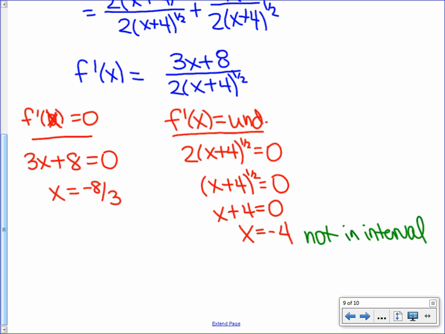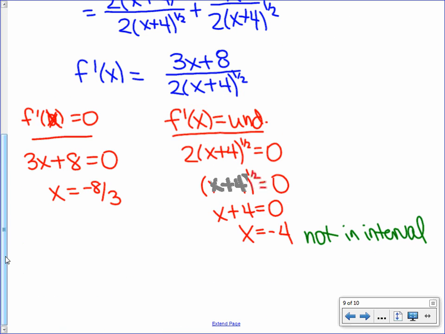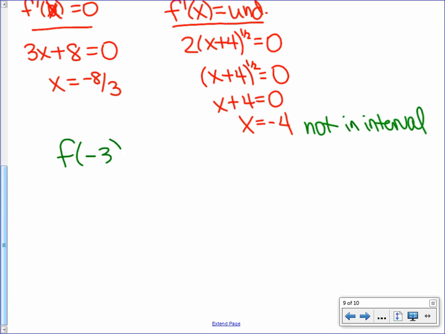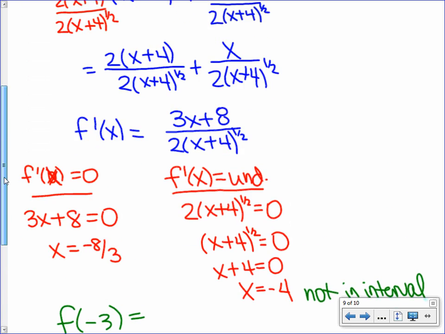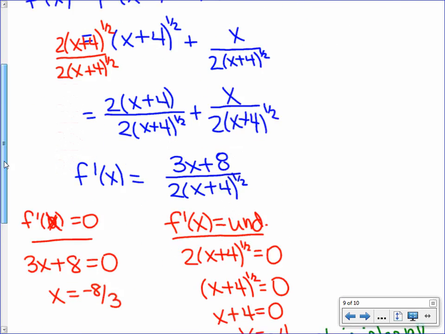All right, so what do we need to test? Our interval is going from -3 to 1. So we need to test -3 and 1. And then we also need to test -8/3. So when we plug in -3 to our original function, we get -3 times the square root of -3 plus 4. So -3 times the square root of 1.